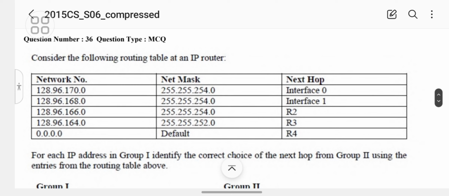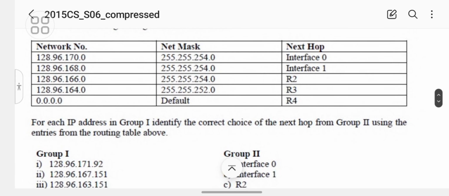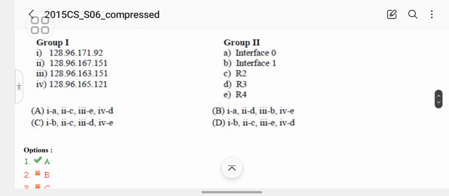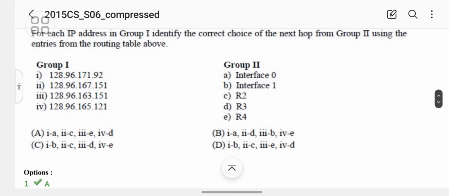Now question number 36: consider the following routing table at an IP router. For each IP address in group 1, first identify the correct choice of the next hop from group 2 using the entries from the routing table above. So these are group 1 and group 2, and the answer is A: the first one is for interface 0, second is for R2, third is for R4, fourth is for R5.